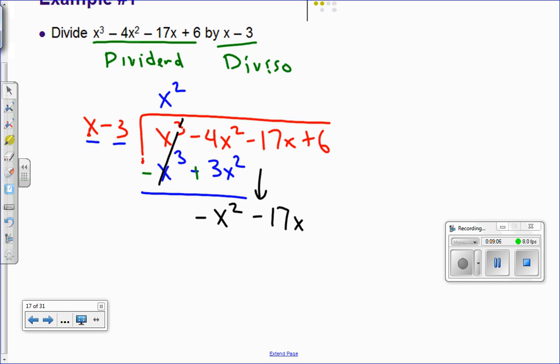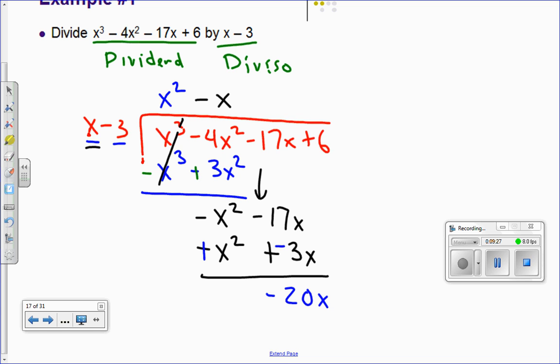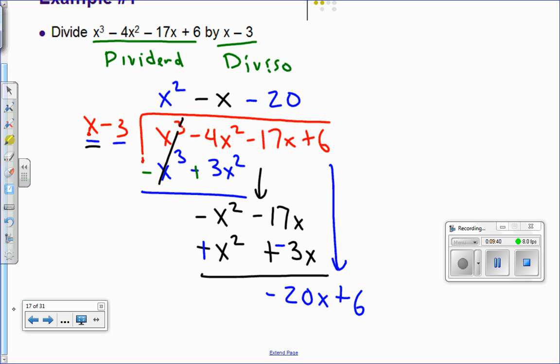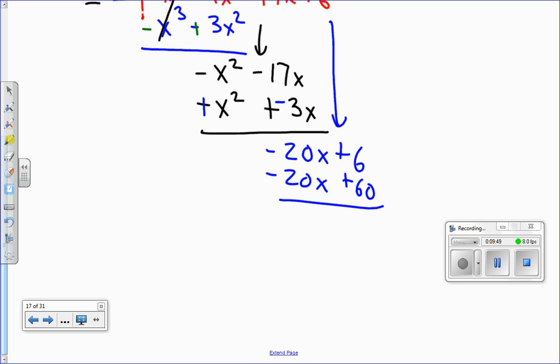We're going to take a mini division. We take negative x squared divided by x, which is negative x, and then we multiply. Negative x times the divisor gives negative x squared plus 3x, and then we change the signs and add. We get minus 20x. We bring down the 6 and do one last mini division. Negative 20x divided by x is negative 20, and then we multiply and get negative 20x plus 60, and then change the signs and add. And we get negative 54. So that is the remainder.